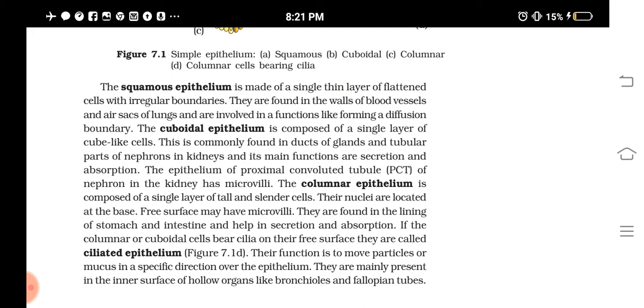If the columnar cells have cilia on their free surface, they will be called what? Ciliated epithelium. I told you these have hairs, and the movement of these hairs will help to move particles or mucus in a particular direction. As these hairs move, what will happen? They sweep the mucus or particles in one direction only.